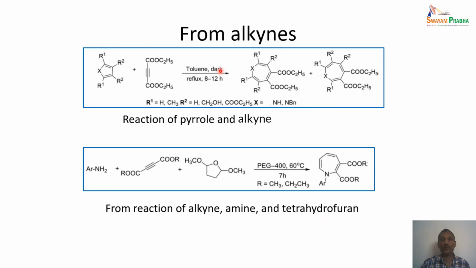And we can also use alkynes to prepare azepines. Here the reaction of pyrrole with alkyne is shown. This reaction is carried out in the dark and leads to the corresponding different isomers of azepine derivatives. And alkyne, amine and tetrahydrofuran can also be reacted together in the presence of PEG 400 at 60 degrees centigrade to give the substituted azepine derivatives as shown here.